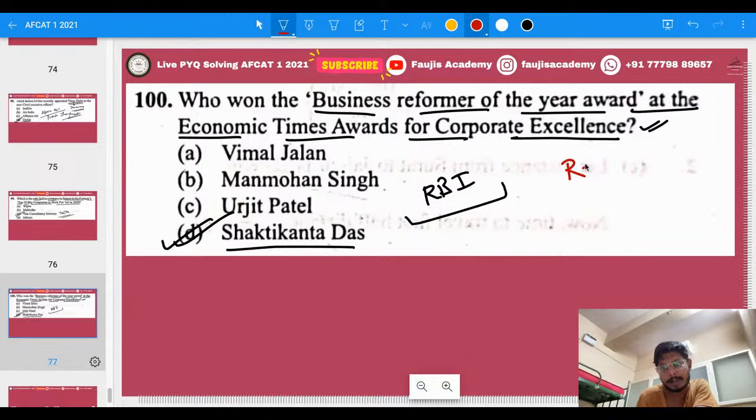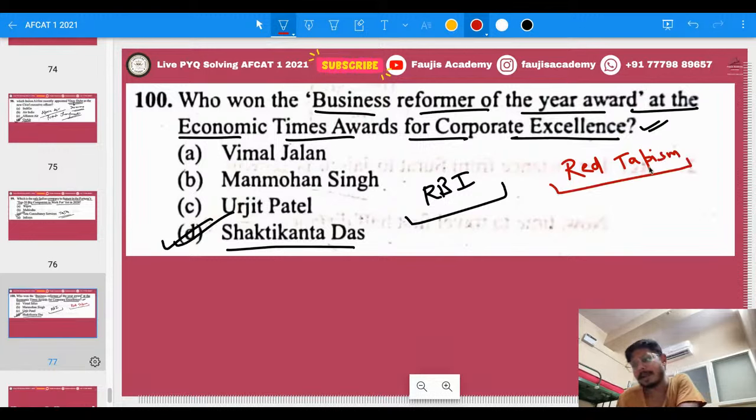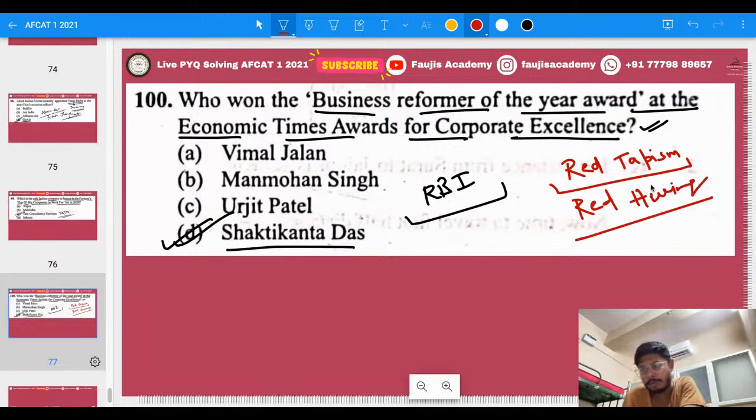There is something called red tapeism. Red tapeism is an important phrase. Red tapeism is what? You're just going from one government building to another government building, and everyone is asking for a bribe, this and that. And there is another phrase called red herring. These two are very, very important phrases that you guys should keep in mind: red tapeism and red herring as well.